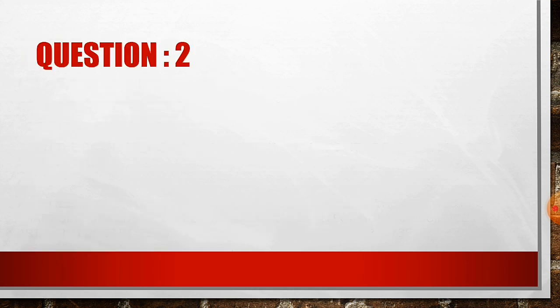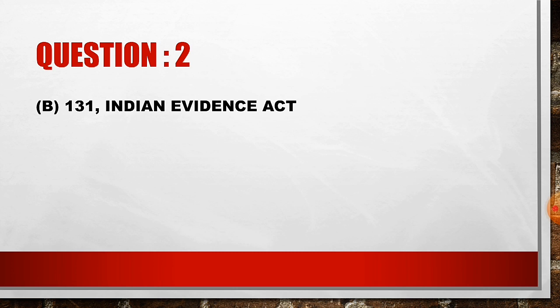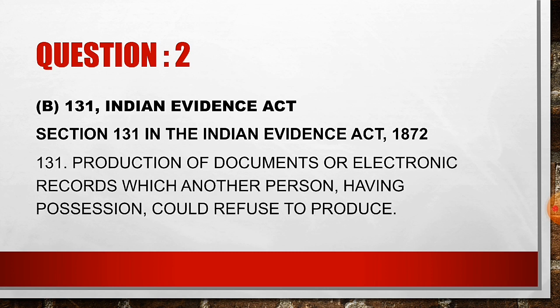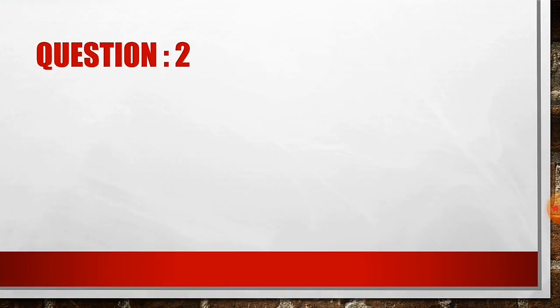Let us see our second option, that is 131 Indian Evidence Act. It is about the section on production of documents or electronic records which another person having possession could refuse to produce. So I don't think it is the correct option for our question.